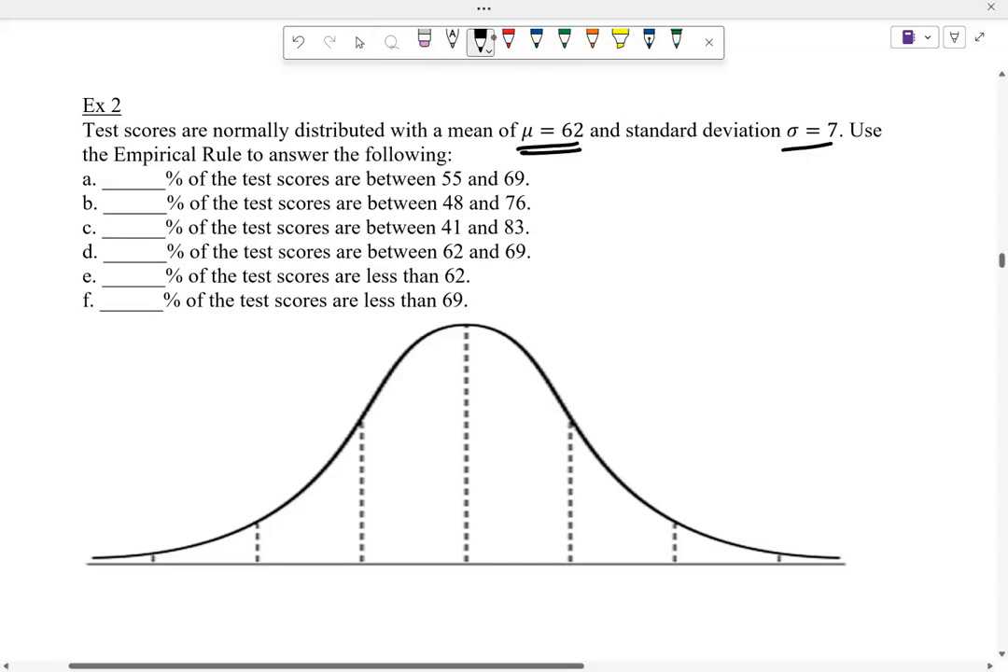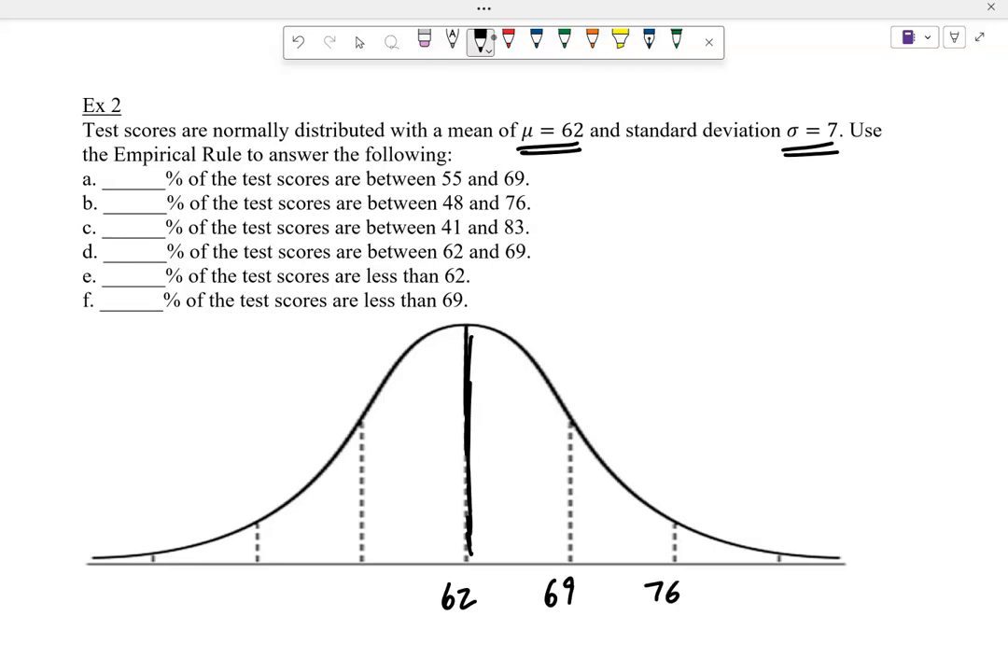You've got a mean of 62 and a standard deviation of 7. So right in the middle, you've got your 62. And then I'm going to go up 7, up 7, up 7. Now 62 minus 7, 55 minus 7, 48 minus 7. Okay, I filled out my test scores on the normal distribution. And I'm going to use my empirical rule. Let's go ahead and draw in the empirical rule.